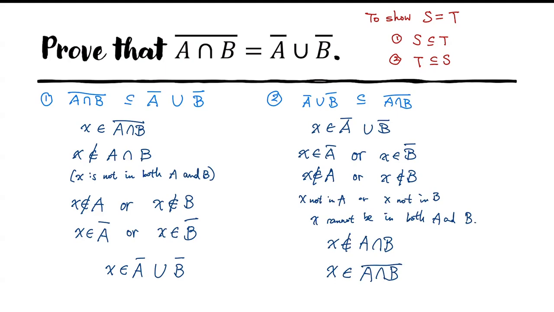Now, since we show they are subsets of each other, then we show that A intersect B's complement is equal to A's complement union B's complement. Any questions here? Okay, so this is the subset method that we are using. We want to show that these two sets are subsets of each other.